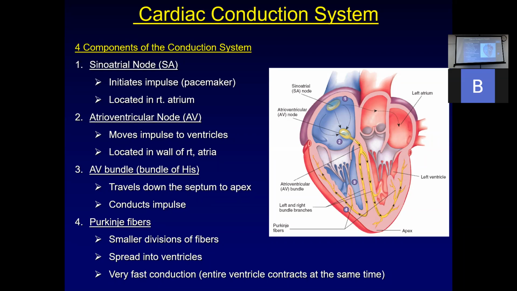So SA node to AV node, down the AV bundle, and then it splits and reverses back up through the Purkinje fibers. Having it this way allows us to spread action potentials quickly across the heart, and because of the anatomy of the heart and the way the action potentials are transmitted, we get this very distinct order, because it starts in the atria. The atria will contract first, and then the ventricles will contract second.